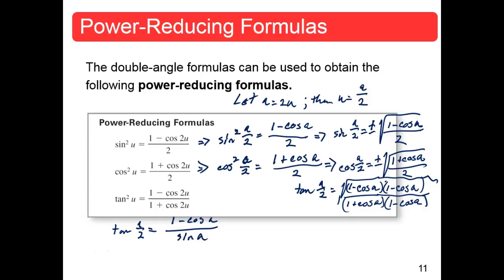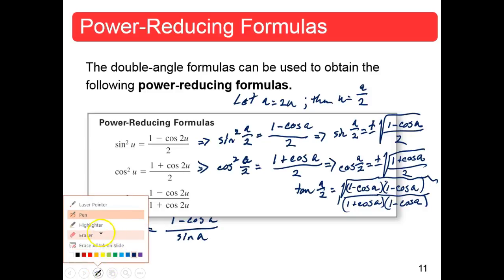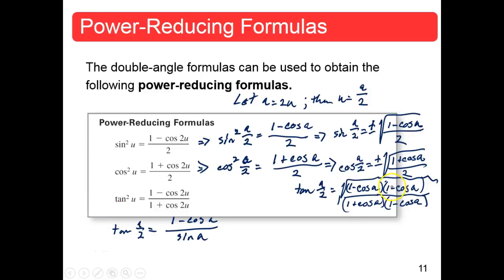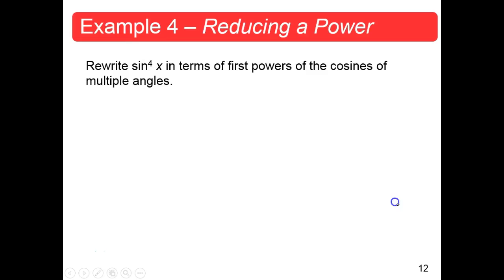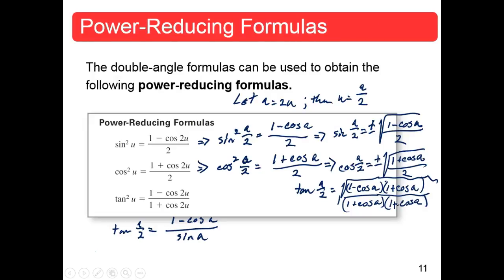Right? Nice. But what if we had chosen to, just because we could, multiply, for some reason my pen is not sure, okay, by the conjugate of the numerator instead? What would that give you for a tangent of A over 2?